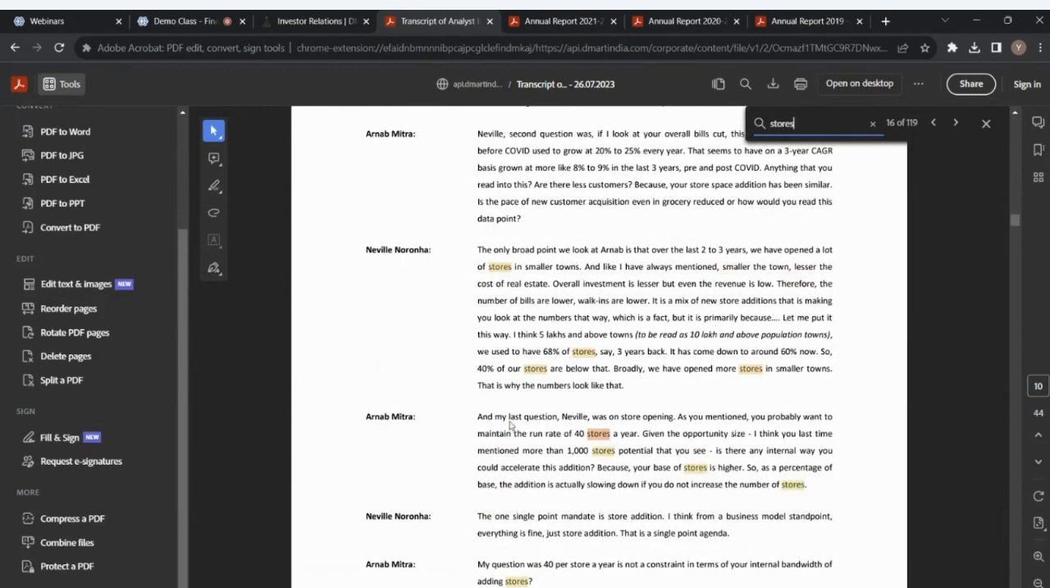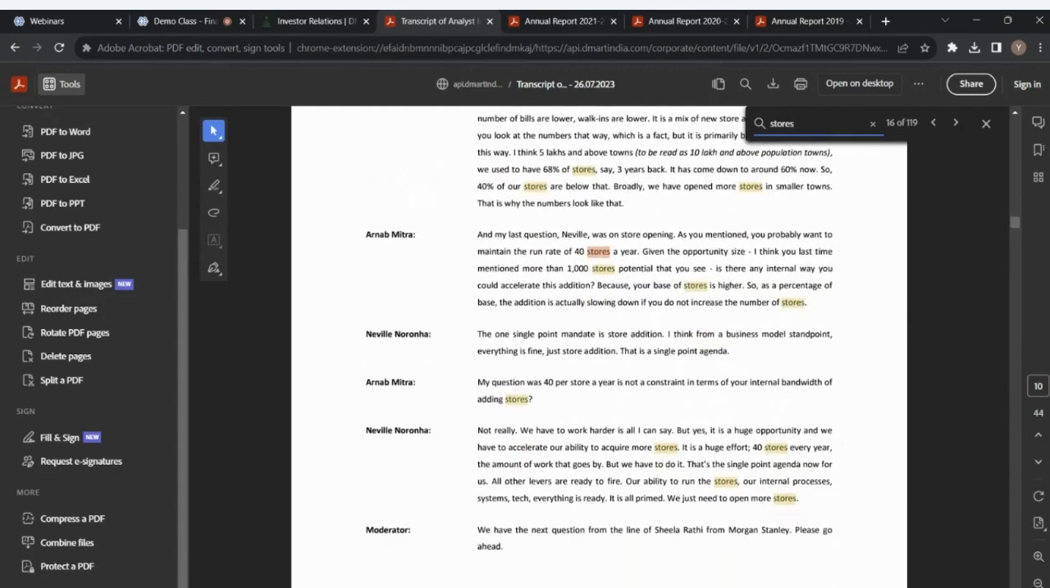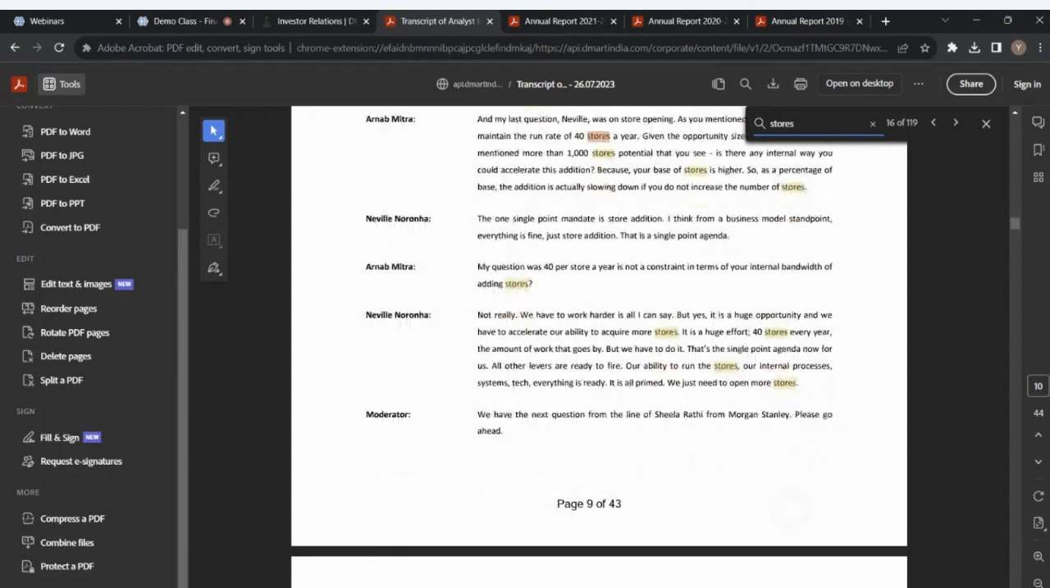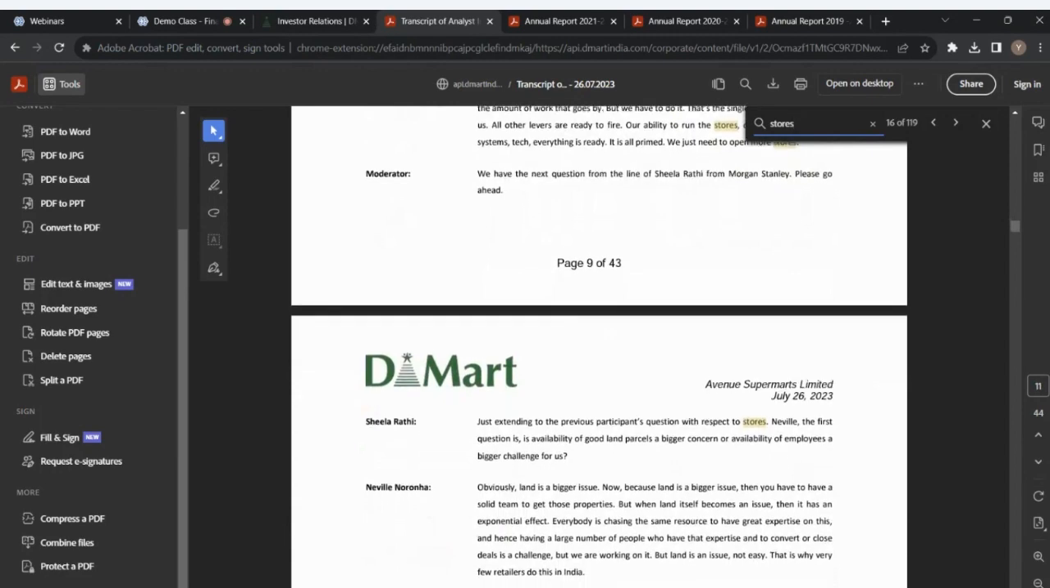So there is somebody who's asking, my last question was on the store opening. As you mentioned, you probably want to maintain a run rate of 40 stores a year. Given the opportunity size, I think you last mentioned more than 1,000 stores potential that you see. Is there any way you could accelerate this addition? And then the company is talking about, huge effort on 40 stores per year. Okay, so we got one number, about 40 stores per year is what the company is broadly looking at.